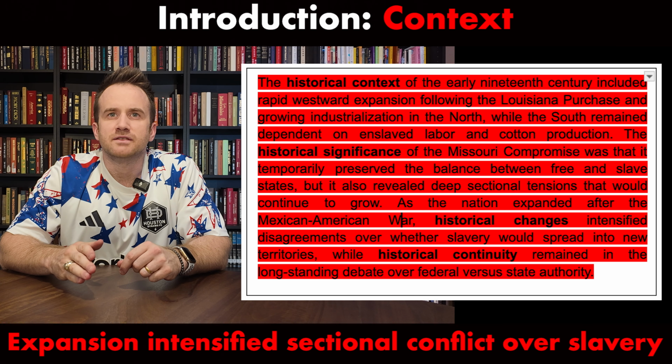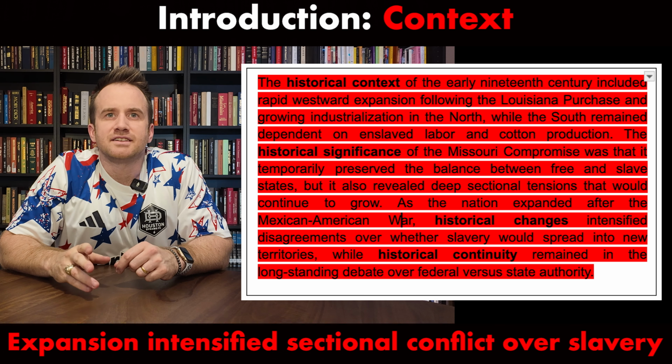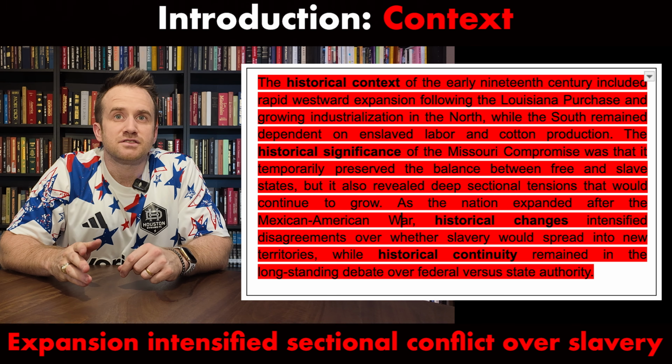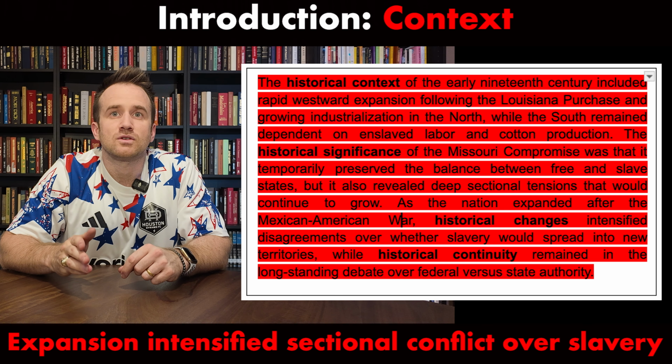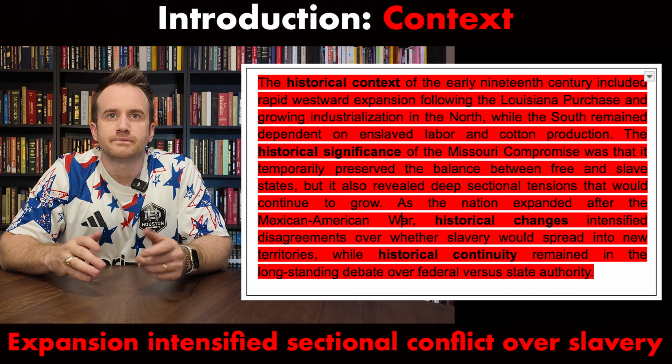The historical significance of the Missouri Compromise was that it temporarily preserved the balance between free and slave states, but it also revealed deep sectional tensions that would continue to grow. As the nation expanded after the Mexican-American War, historical changes intensified disagreements over whether slavery would spread into new territories, while historical continuities remained in the long-standing debate over federal versus state authority.